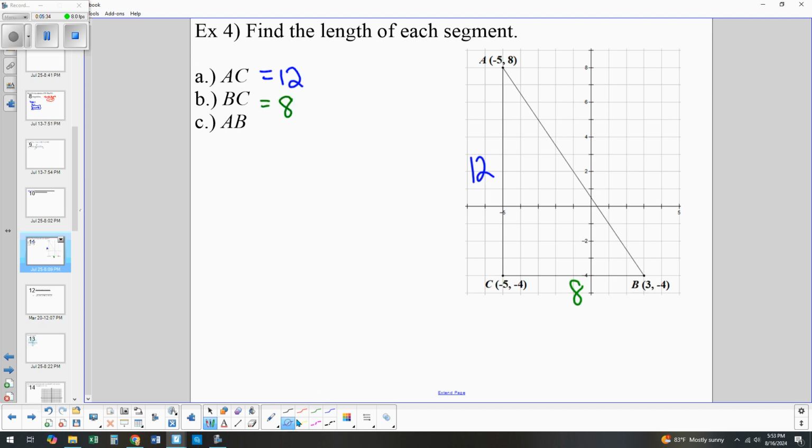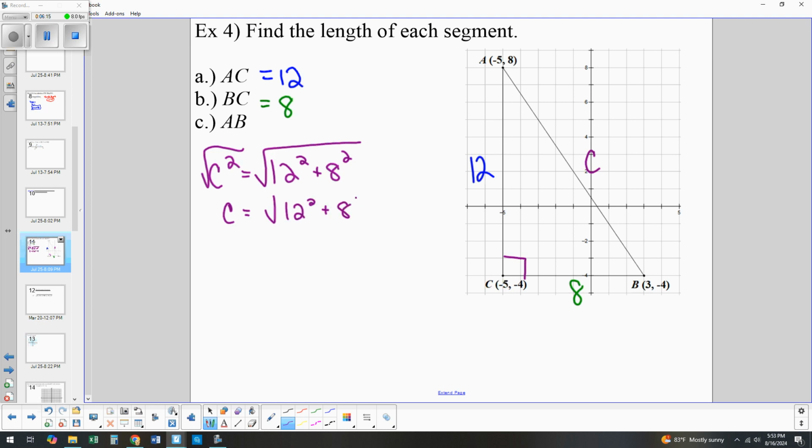But then we get to segment AB, and that's where it becomes a little trickier, because I cannot count boxes that move diagonally. So if we think back to what we've learned about triangles in past years, we know that this is a right triangle. So really, I can do the Pythagorean theorem to find out how long my side C is. And in that case, we would have C squared equals A squared plus B squared. I know you've probably seen it as A squared plus B squared equals C squared. This is the same thing. In which case, if I took the square root of both sides, I end up with C equals the square root of 12 squared plus 8 squared.